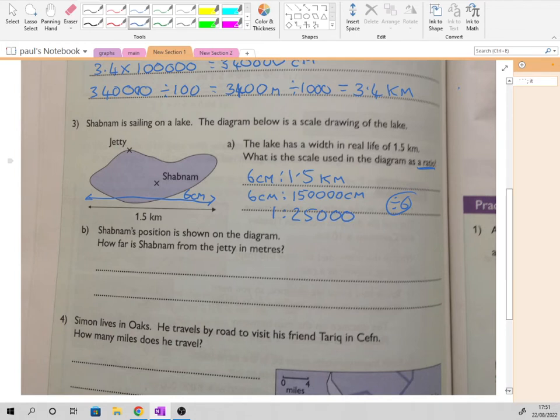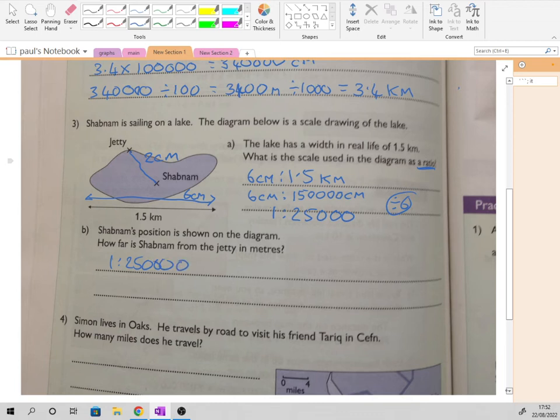Shabnam's position is shown on the diagram. How far is Shabnam from the jetty in meters? So again, I'm going to measure from the jetty to Shabnam, and from there it is 2 centimeters, right? Now I'm going to look at this and go, well, 6 centimeters is 1.5, and that's only 2 centimeters. So can I use this 1 to 25,000? So I've now got my scale as 1 to 250,000.